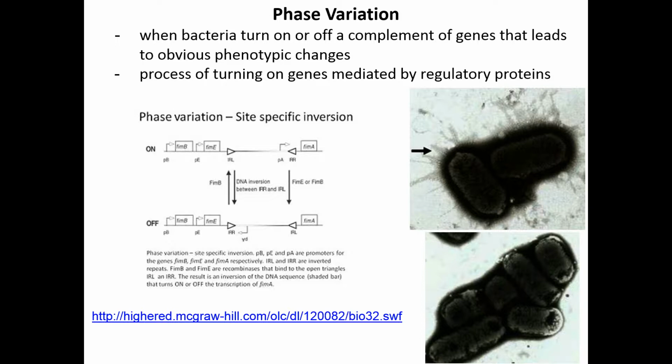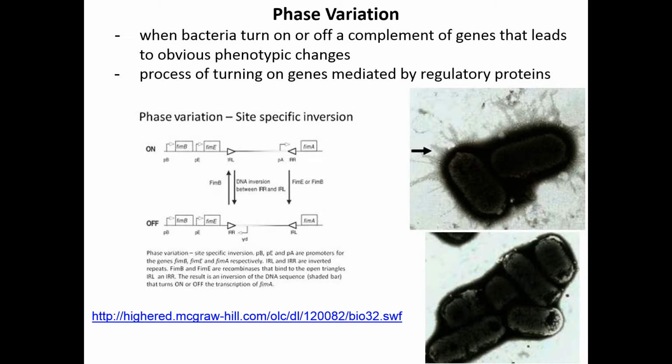Your text goes over this topic of something called phase variation, but it does so very briefly. It's the idea that bacterial cells can turn on and off a certain set of genes, or complement of genes. And as a result, it can lead to changes in a phenotype, whether that phenotype is metabolic or the actual physical appearance of the bacterial cell. Here you're looking at the same type of bacterial cell, just whether or not it produces a certain protein.